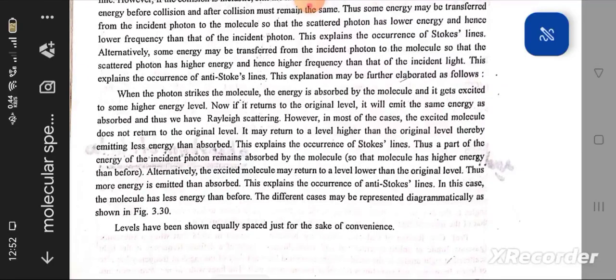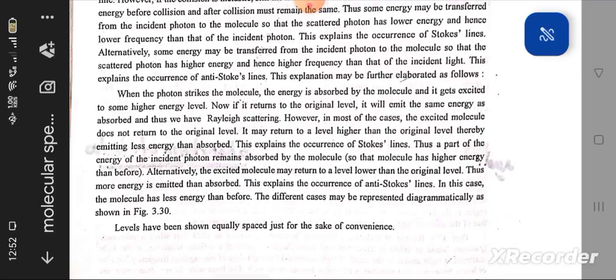When the photon strikes the molecule, the energy is absorbed by the molecule and it gets excited to some higher energy level. Now, if it returns to the original level, it will emit the same energy as absorbed, and thus we have Rayleigh scattering. However, in most cases, the excited molecule does not return to the original level. It may return to a level higher than the original level, thereby emitting less energy than absorbed. This explains the occurrence of Stokes lines.